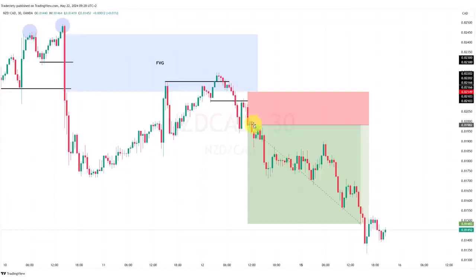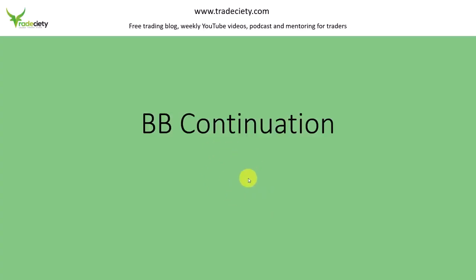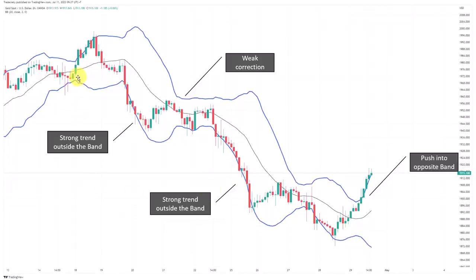And then on the retest, the market started the new impulsive trend wave to the downside and it continued the overall bearish trend dynamic. Let's talk about the Bollinger Band continuation signal. What we have here is a standard Bollinger Band, 2 standard deviation, 20 period SMA, and those are the default settings in your TradingView or in any other trading platform.